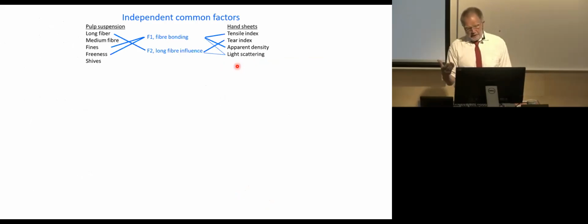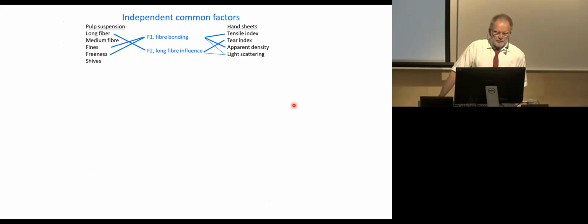It's a mathematical way of reducing the number of variables we are looking at. It's inspired by Bill Strand's way of working. We started in the Kvarnsveden mill in the late 80s. Very briefly, the principle is you measure something on the pulp suspension, you make hand sheets, and you measure strength and other stuff.